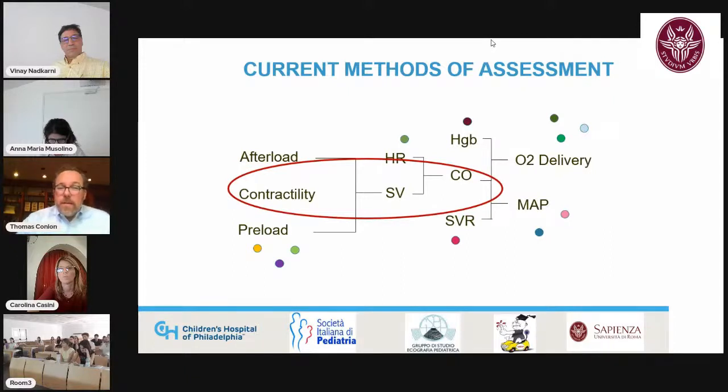Some of the things that are very important in assessing a state of shock, such as contractility, stroke volume, and cardiac output, are oftentimes very difficult for us to understand by a physical exam alone.